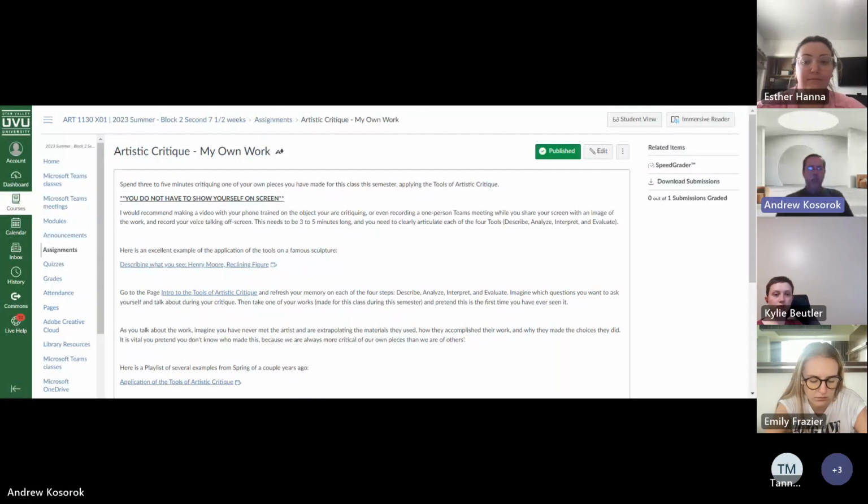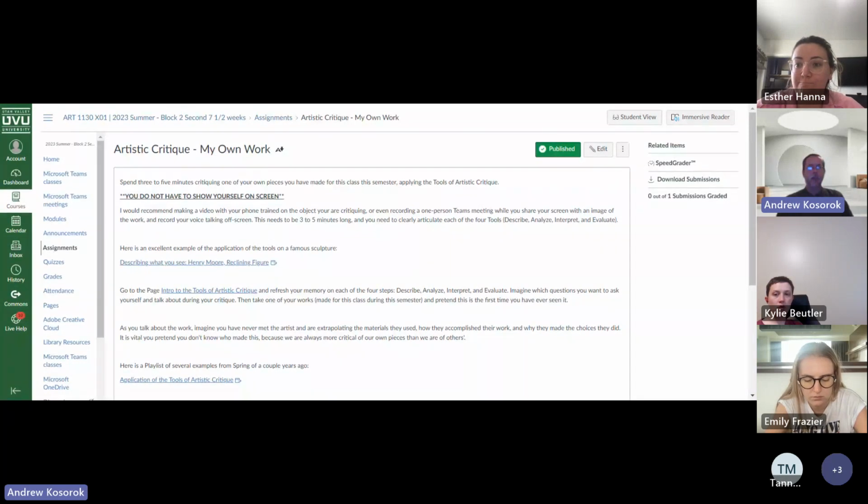The third one is interpretation. By looking at the art, do you think that there's a possibility we have a window into the person, the artist's worldview?